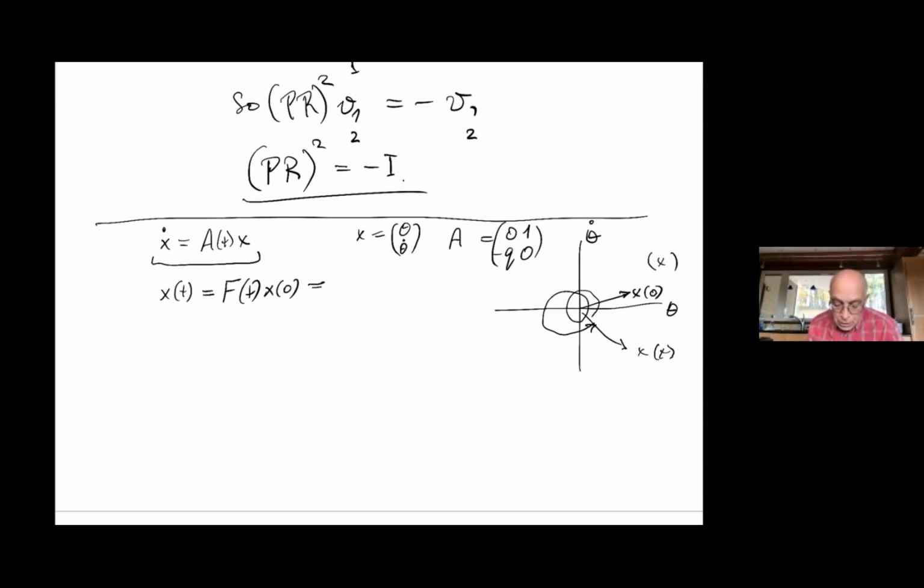Let me do one more step. So I can decompose F as determinant 1 for all time because the flow is preserving area. So I can write it as a positive definite matrix times a rotation matrix times the initial vector. And this is x of t.